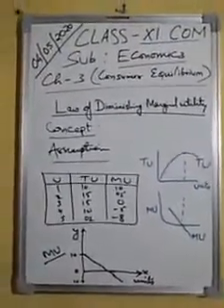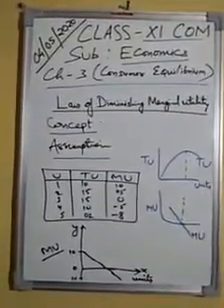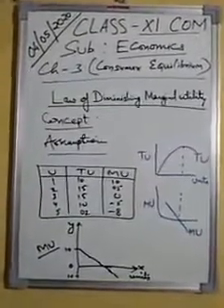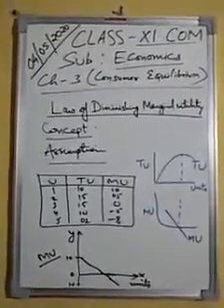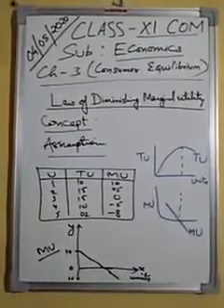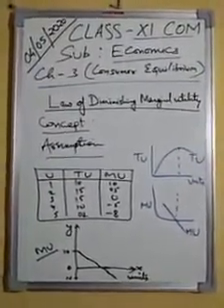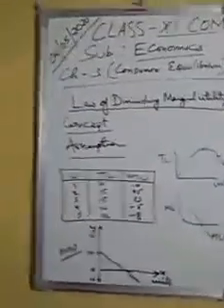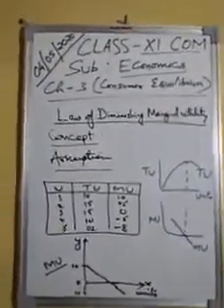Starting with the first topic, concept. Psychologically, the intensity of desire for a commodity tends to decrease as more and more units of a commodity are consumed. Accordingly, every successive unit of the commodity offers less and less satisfaction. It means MU tends to decline as consumption of the commodity increases. This is called the law of diminishing marginal utility.